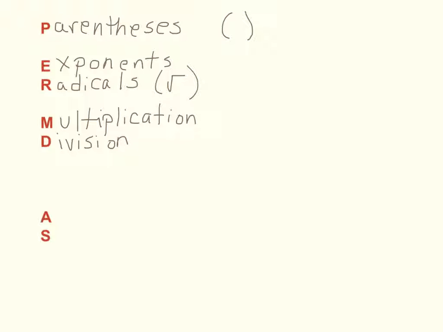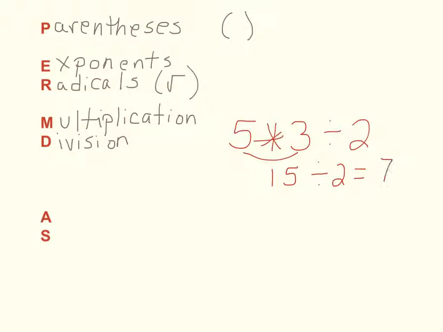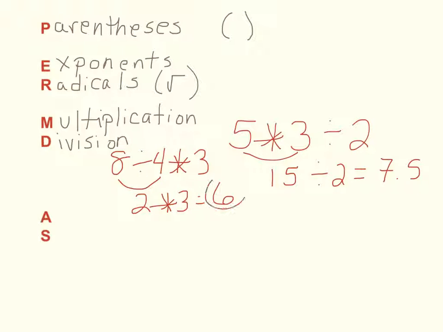So if I have a problem such as 5 times 3 divided by 2, multiplication would be first. So I would do this first to get 5 times 3 is 15, and then divided by 2 will give me 7.5. If my division came first, such as 8 divided by 4 times 3, I would still do the division first. One doesn't have more weight than the other. So 8 divided by 4 is 2, and then 2 times 3 equals 6. So that 6 would be my final answer on that one.